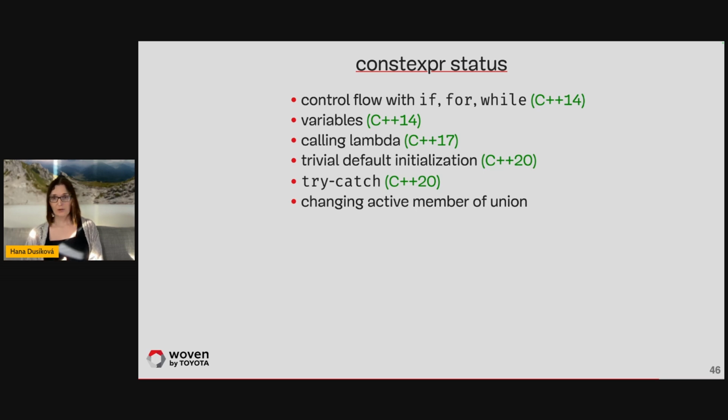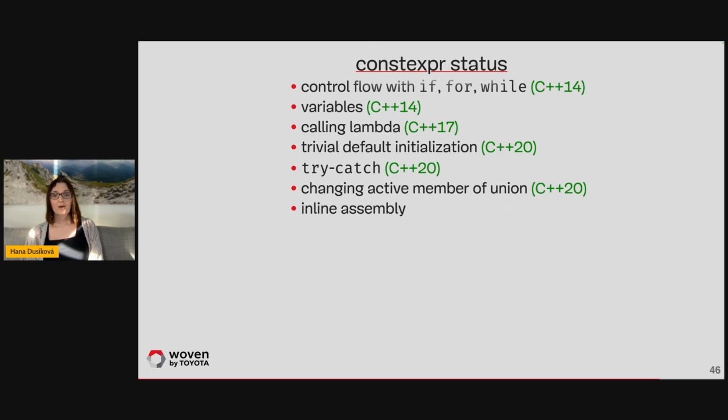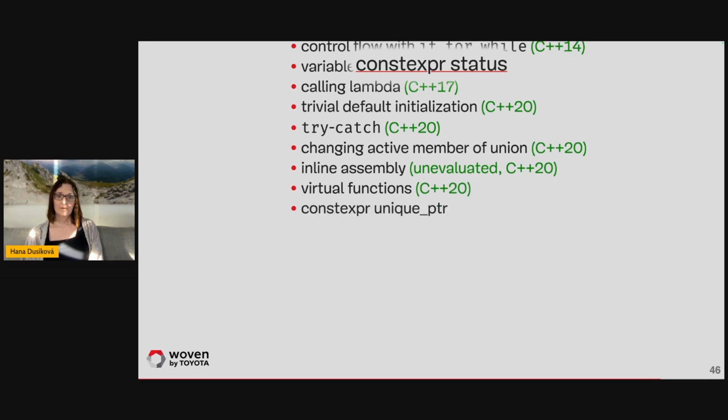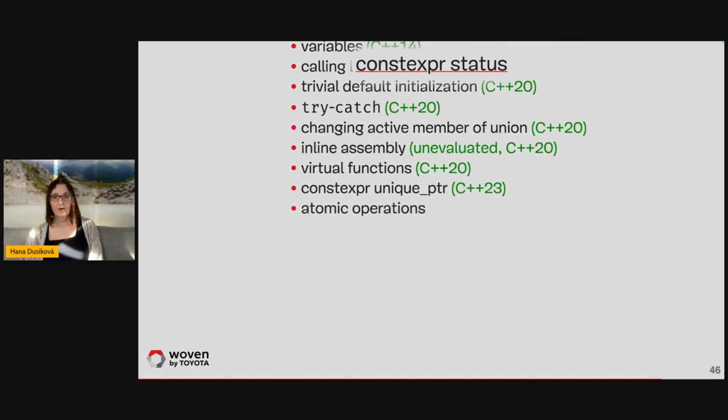You can change the active member of a union. It's also C++ 20. Before that, you needed to actually destroy the whole union and initialize it fresh in order to make it work. You can have inline assembly, but you cannot evaluate it. You can have virtual functions in Constexpr since C++20. You can have Constexpr unique pointer since 23. You can have atomic operations like std::atomic of int or std::atomic of pointers since 26.